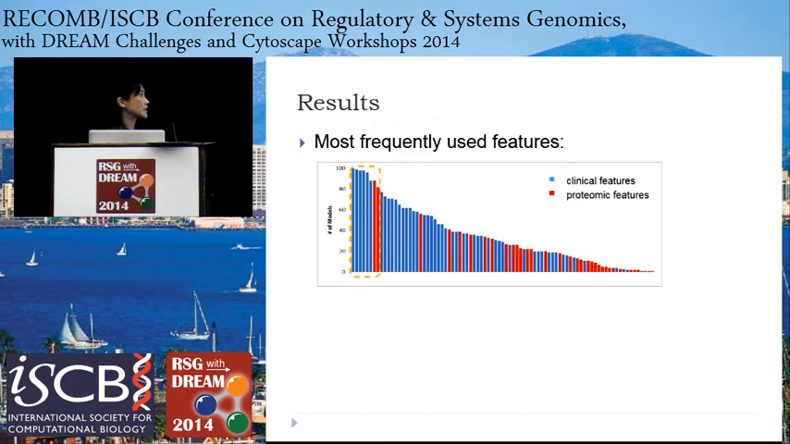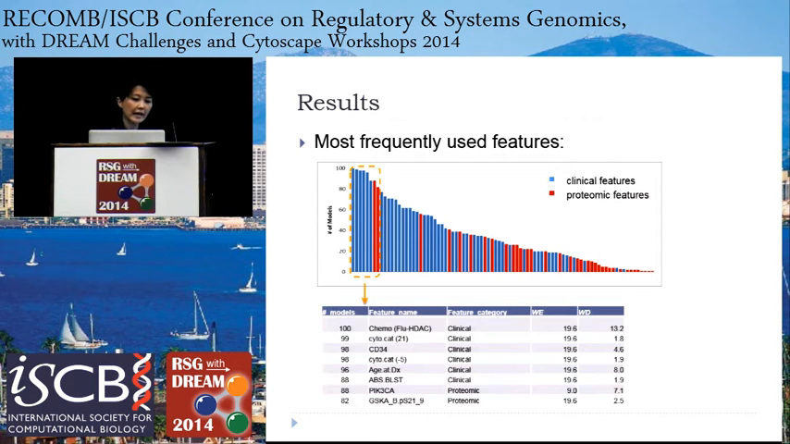And then I look at the top few features that are most frequently used in more than 80% of models. I found and listed them; there are 8 of them. The top 6 are all clinical features, and the 7th and the 8th are proteomic features. We can see the 7th is PIK3CA. This is a well-known oncogene, and the evolutionary weight is 9.